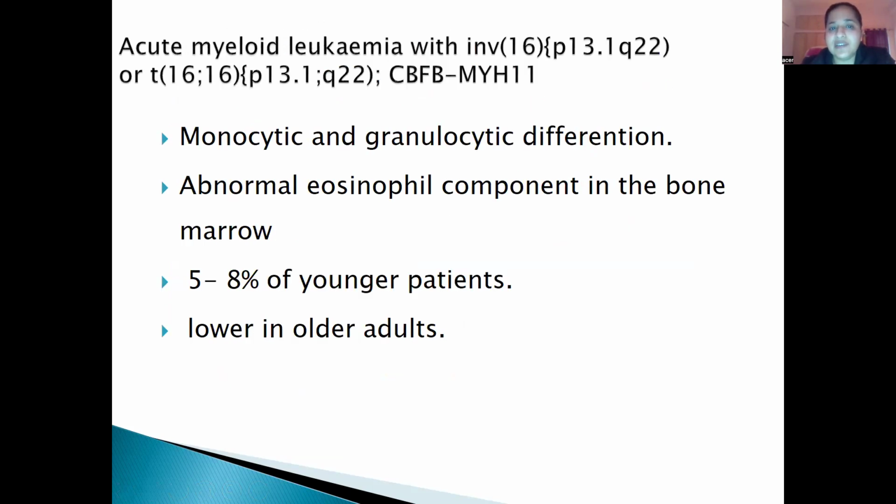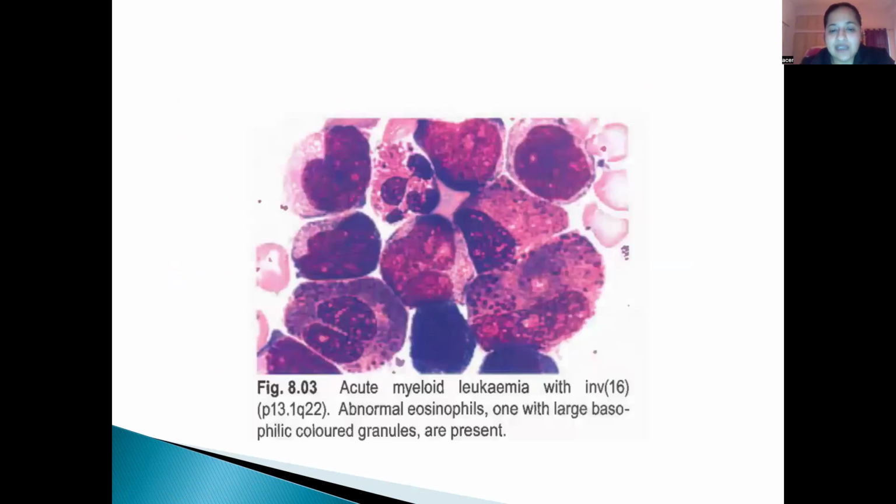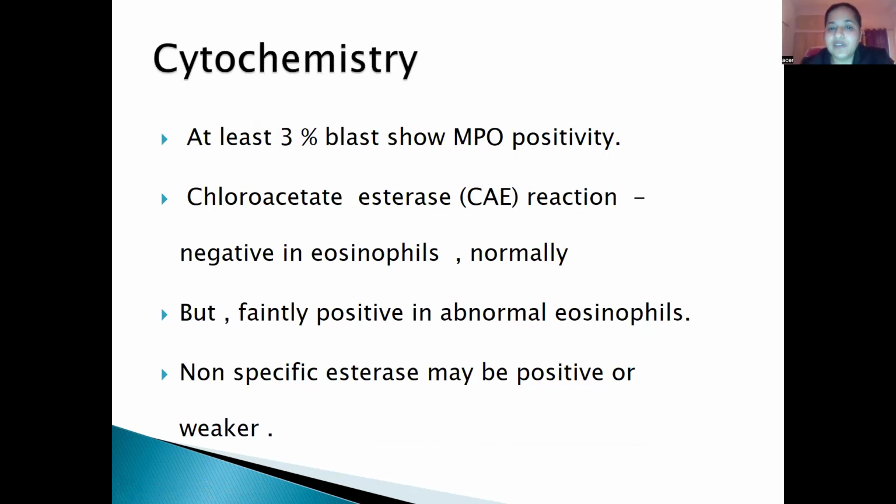Then we go to inversion 16, that is CBFB-MYH11, with monocytic and granulocytic differentiation and an abnormal eosinophilic component, seen in 5 to 8% of cases, in younger patients and older adults. As you can see here, it is leukemia with inversion 16. Abnormal eosinophils with large basophilic-colored granules are present. On cytochemistry, they show MPO positivity, but the CAE reaction is normally negative in eosinophils. Here, they are faintly positive in abnormal eosinophils. NSE may be positive or weaker, but 3% of blasts show MPO positivity, and CAE is faintly positive in abnormal eosinophils.